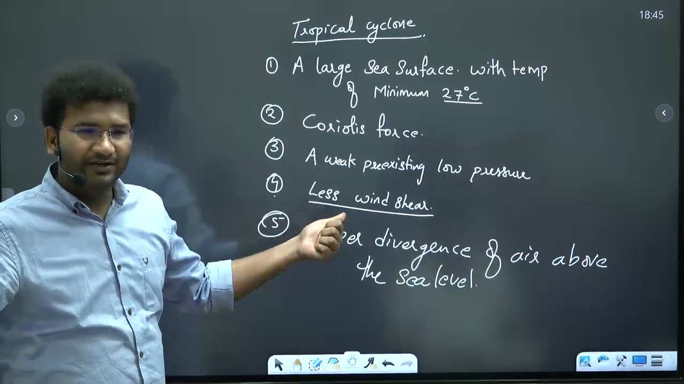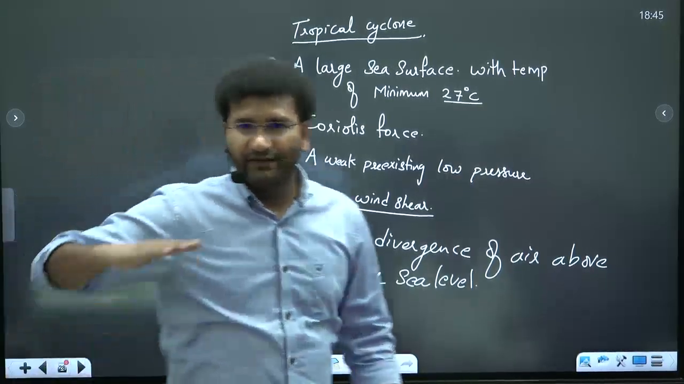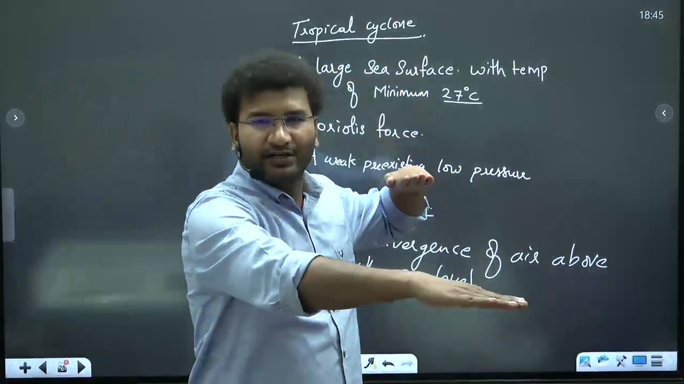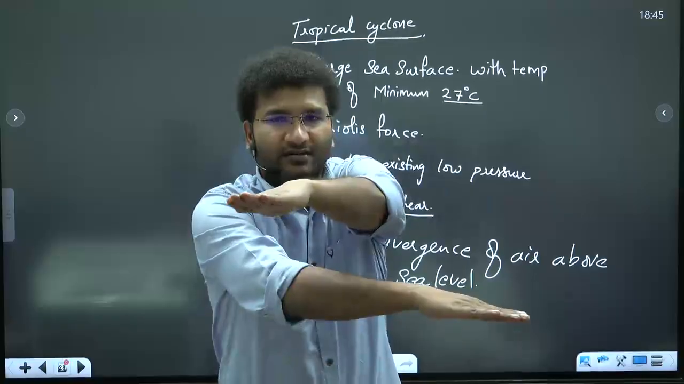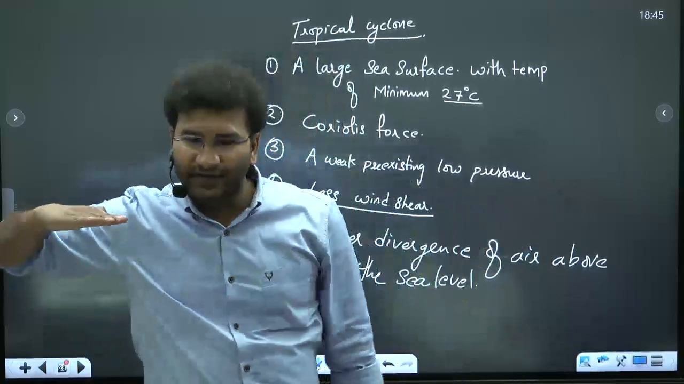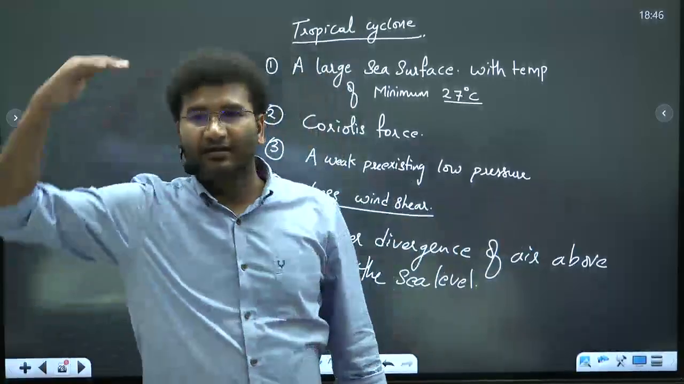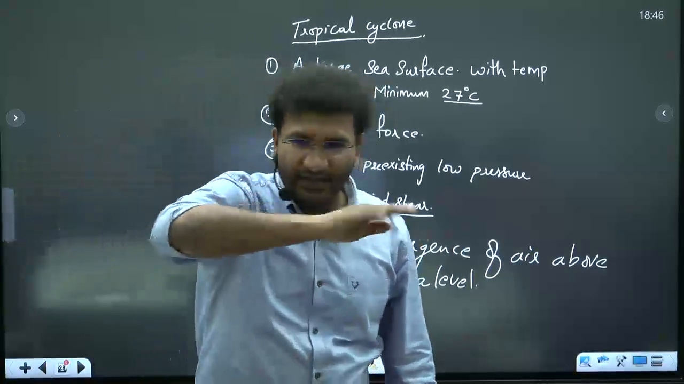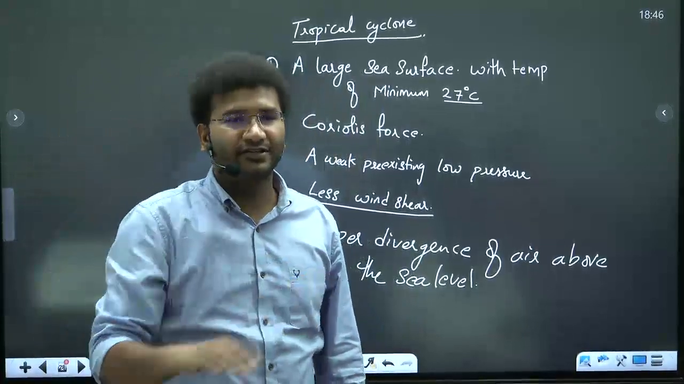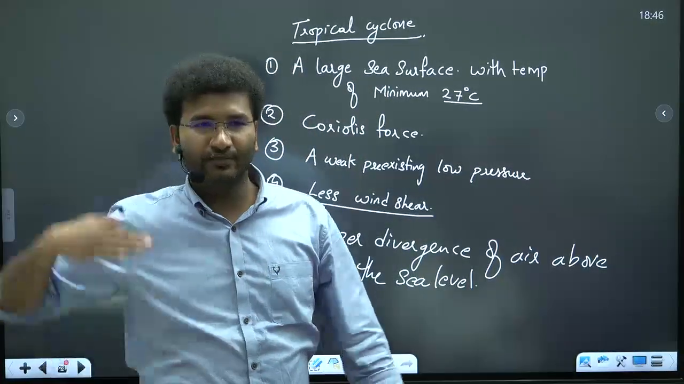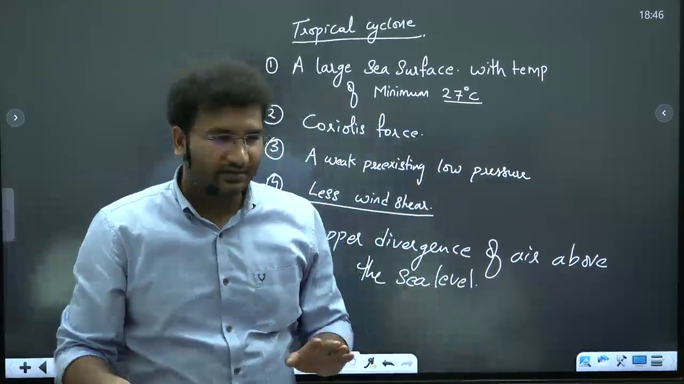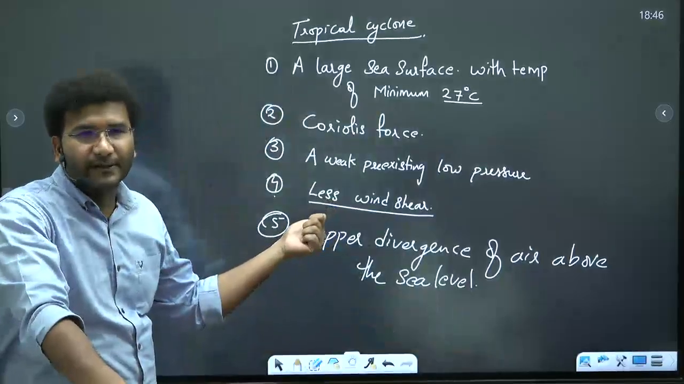Now what do you mean by wind shear? If the wind at the surface is moving in this direction, and maybe after 3 kilometers height, the wind is moving in this direction, there is a shear. This is called wind shear. If the wind is moving in this direction and the upper atmosphere is also more or less moving in this direction, there is no wind shear. So there should be absence of wind shear. The wind should not be moving in different directions at different heights. Right? Less wind shear should be there.